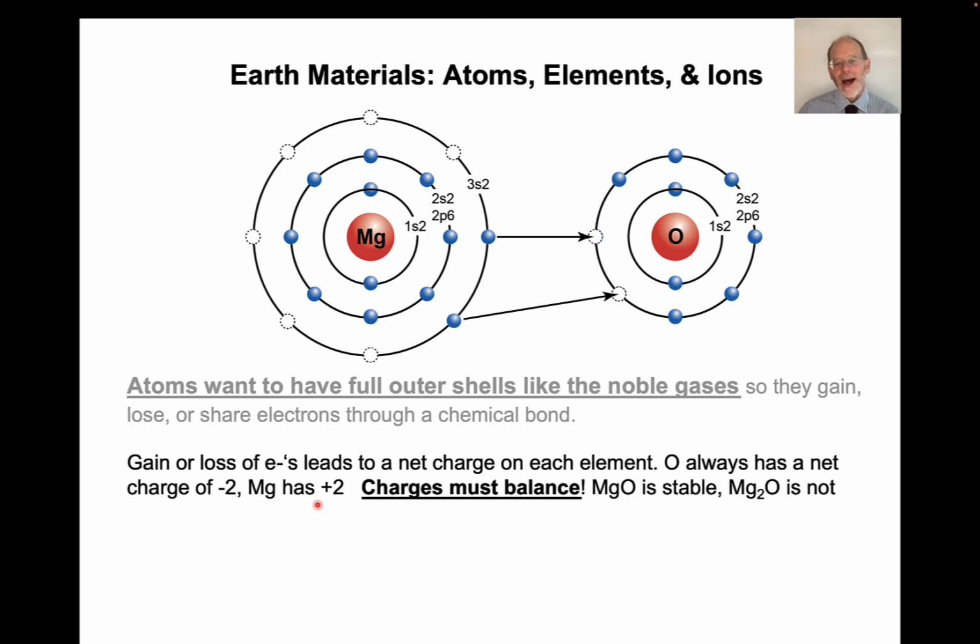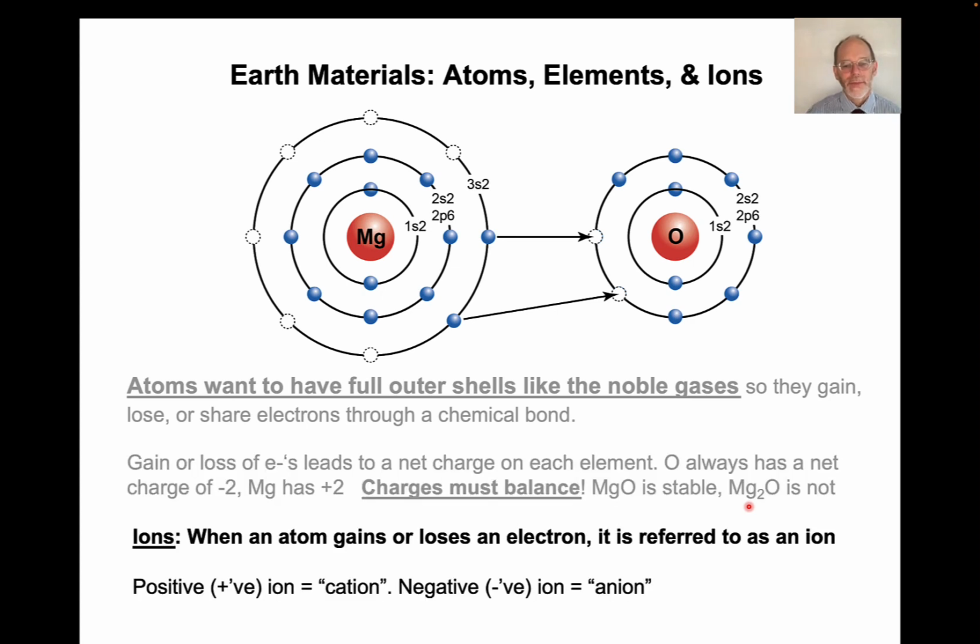The way that these ions combine is not random, and this is the key point. The charges have to balance. So if magnesium is +2 and oxygen is -2, the compound magnesium oxide is stable. Mg2O is not stable. 2 times +2 is +4, -2 is still +2. And compounds, stable compounds, cannot have a net charge, either positive or negative. Now, when atoms gain or lose an electron, they're referred to as ions. So a positive ion is called a cation, and a negative ion is called an anion.